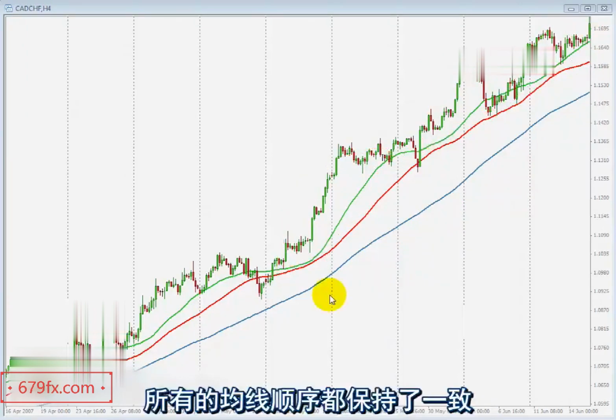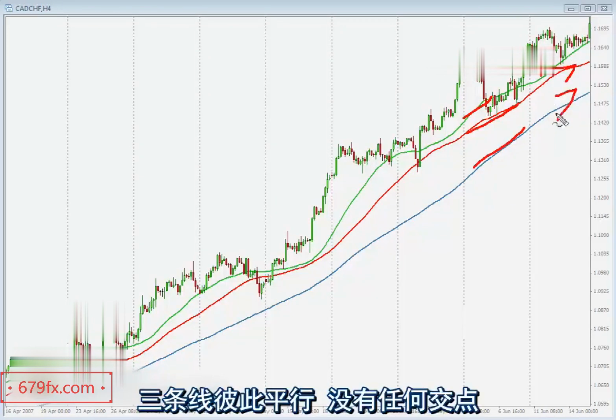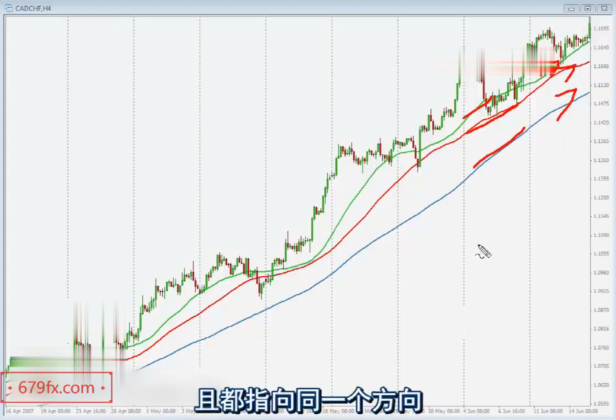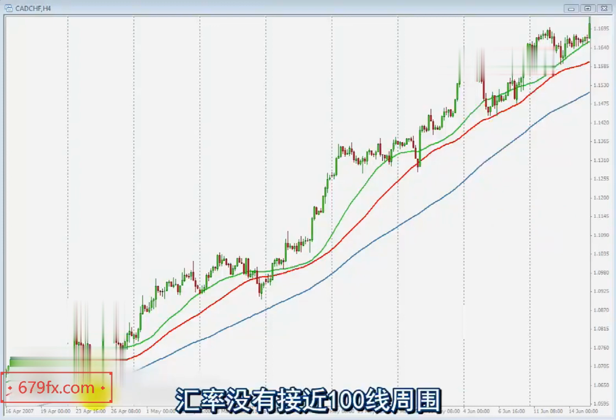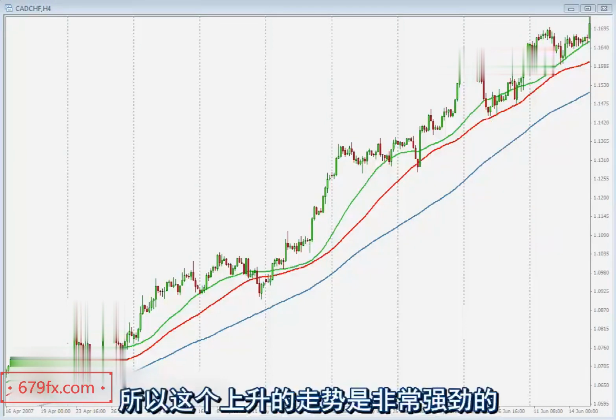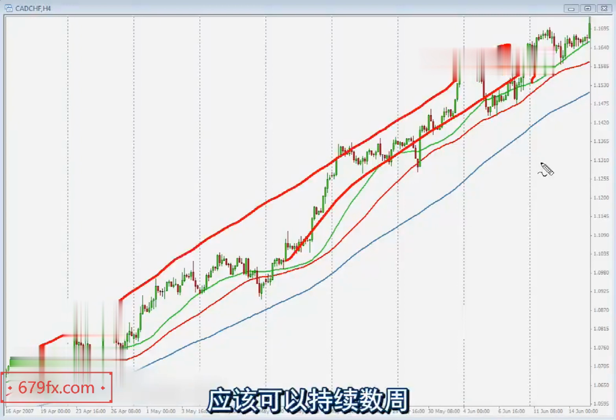All the moving averages have been in order. The 30 above the 50, 50 above the 100, all of them parallel to each other, meaning there's no crossover, all of them pointing the same direction, meaning up, etc. Price nowhere near the 100, etc. So basically, what we are looking at is a very strong uptrend. Moreover, it's been in place for a number of consecutive weeks.